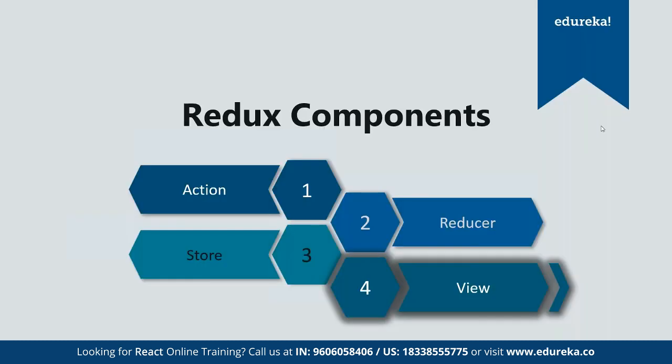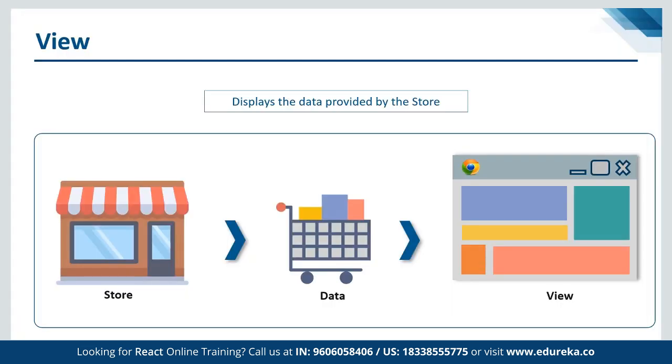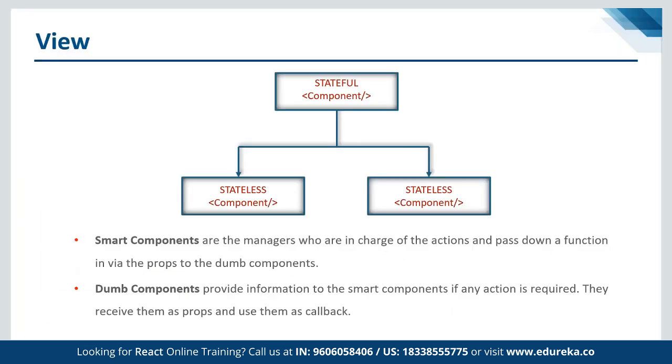Then the last component here is what? The last component here is view. So view is basically both smart and dumb. So again, both the smart and dumb components together build up the view. And that's why if you talk about the entire view component, the only purpose of view is to display the state passed on by the store.